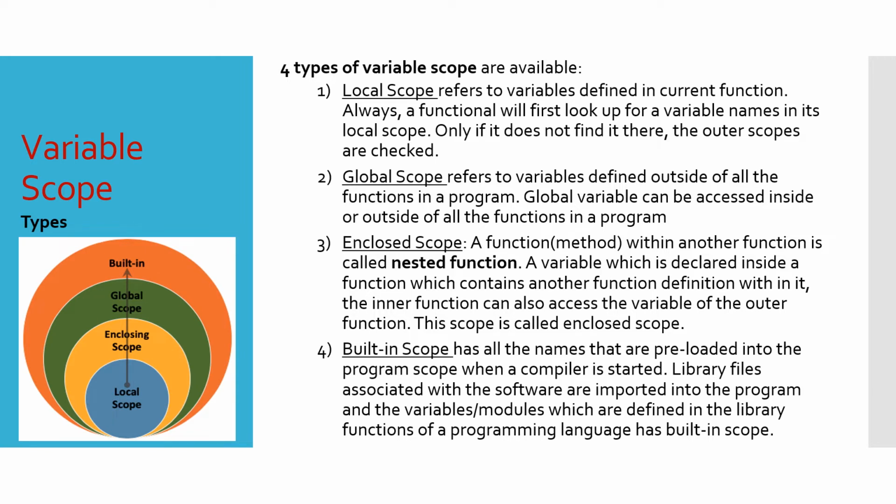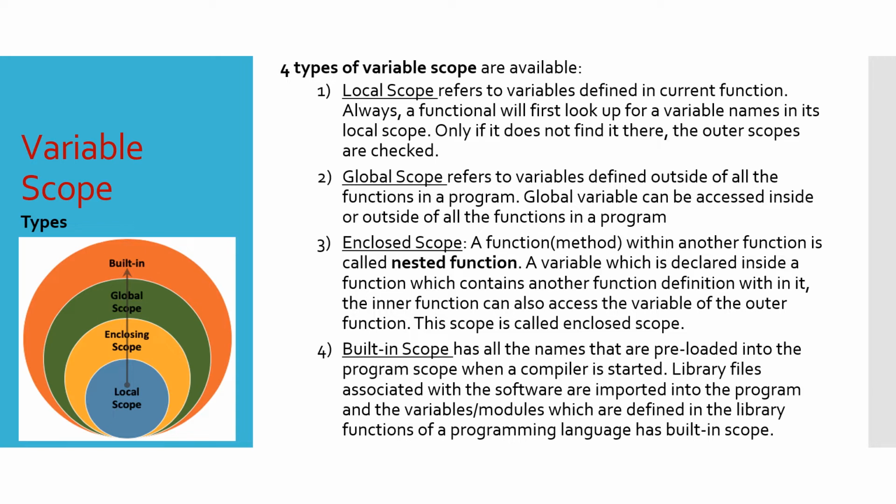The last one I mentioned, built-in, has all the names that are preloaded into program scope when a compiler is started. As I said, there will be standard library files in any software, and standard variables and modules, which will be inside the computer library functions. When you say library functions, they're nothing but default computer functions already pre-built in the program itself. It's not built by you as a programmer, but already built by the programming language itself. And those variables can be called anytime in a program.